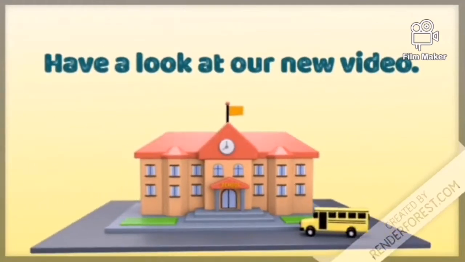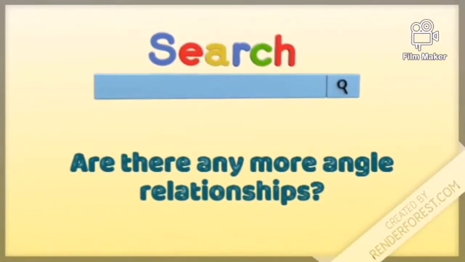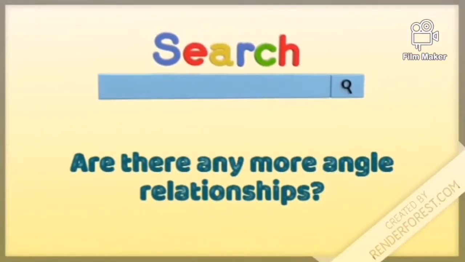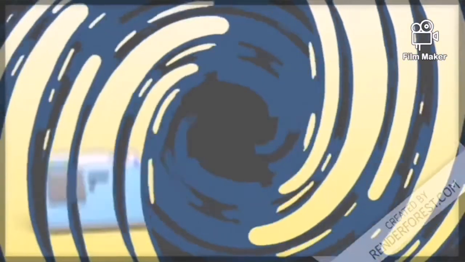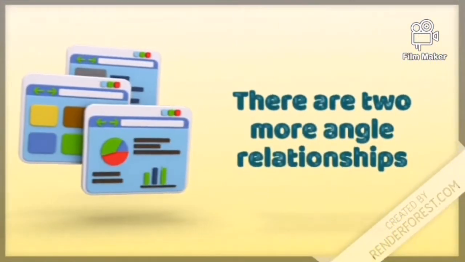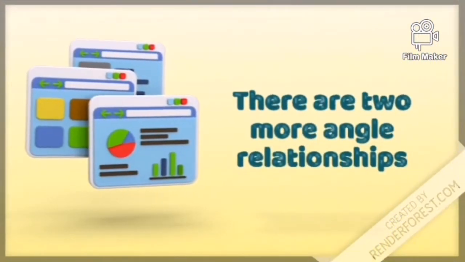Hello everyone, we have learned a lot about the angles relationships. We have learned about the congruent angles, the adjacent angles, and the vertically opposite angles. So do you think we have more angle relationships? Let's see. We still have two more angle relationships.